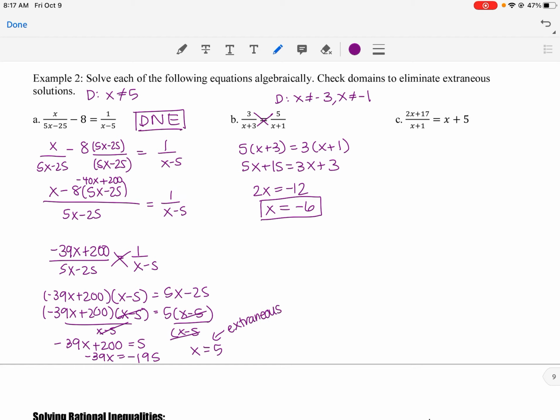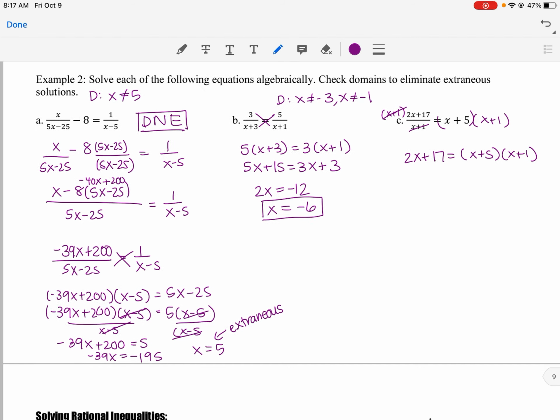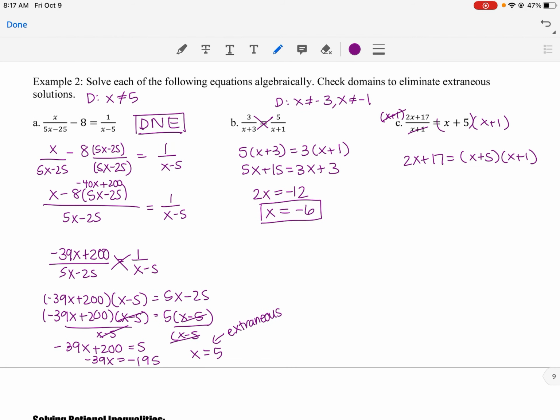Okay, next one. Since you just have one thing here, I usually just multiply by the denominator on both sides. Okay. 2x plus 17 equals x plus 5 times x plus 1. And I notice here on the left, there's not a factor that cancels out like that first one, right? So I'm going to go ahead and multiply and combine like terms. So x squared plus 1x plus 5x is 6x plus 5. As I subtract things to the other side, and I move the 2x over, I'd have plus 4x. As I move 17 over, I get minus 12.